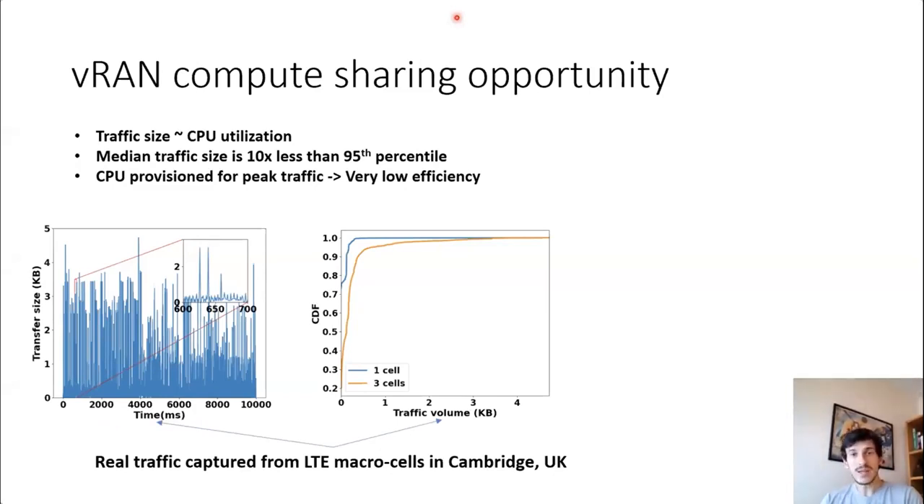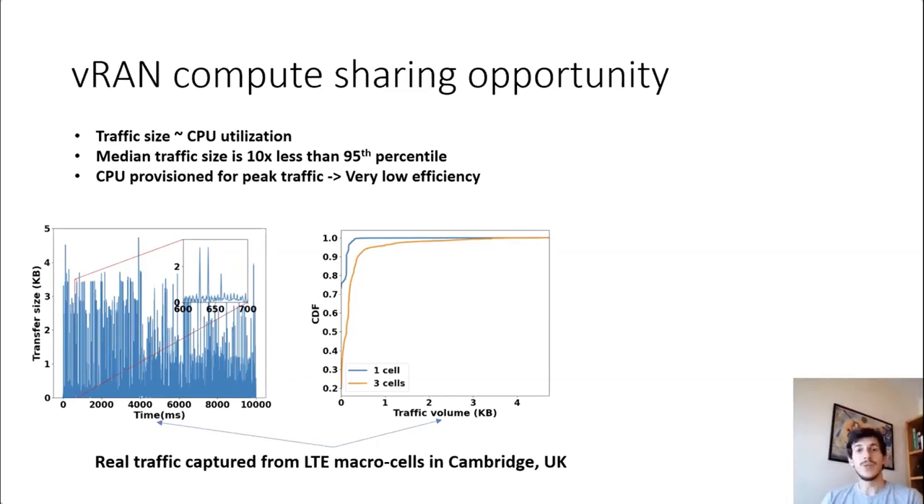Now, from the right-hand side figure, you can see that a single cell is completely idle for about 75% of the time. And even if we pool and process multiple cells together, 3 cells in this case, those are still completely idle for about 25% of the time. Moreover, the median size of the cell's transmitted traffic is 10 times less than the 95th percentile.